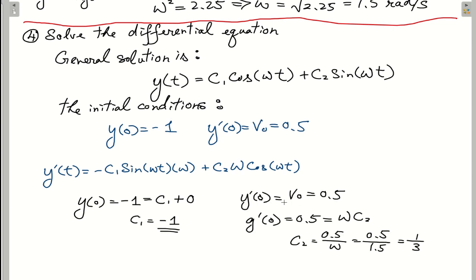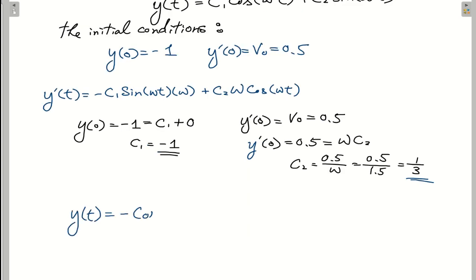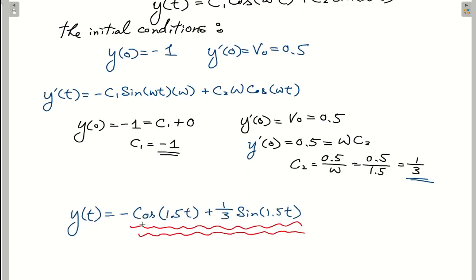And we substitute y'(0) equal to 0.5. We have y'(0) = 0.5 = omega c2. c2 is equal to 0.5 over omega, which is 1/3. So we get the two values of c1 and c2. We substitute them into the original equation of y(t). We have y(t) = minus cos(1.5t) + 1/3 sin(1.5t). And finally, we have found the motion equation of this spring system.